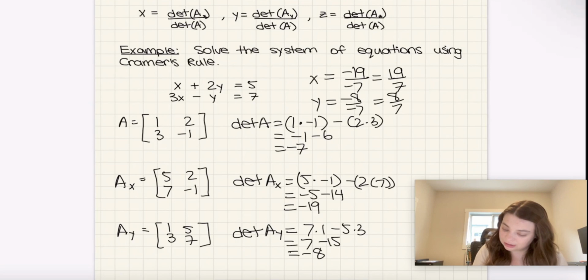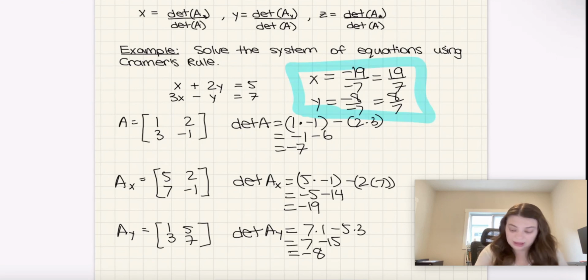So in conclusion here, x is 19 over 7, and y is 8 over 7. And again, we don't have to worry about z in this case because we're just doing a 2 by 2 example here. We will do harder examples moving forward, but this one is an example with just a 2 by 2 matrix that we're figuring out.